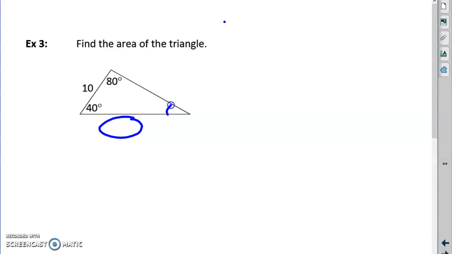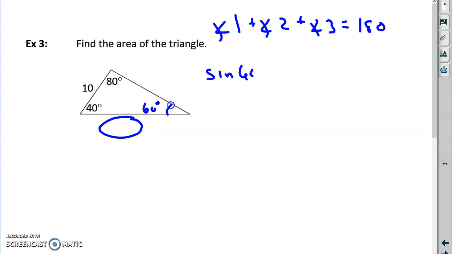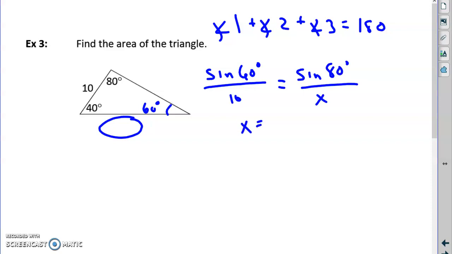Basic thing, all three angles of every triangle always add up to 180. So we do indeed know this third angle to be 60 degrees. Hence giving us that side angle pair we want. Sine of 60 over 10 equals sine of 80 over x. Cross multiply. X equals 11.4, which makes sense. It's opposite the biggest angle, hence it's got to be the biggest side.